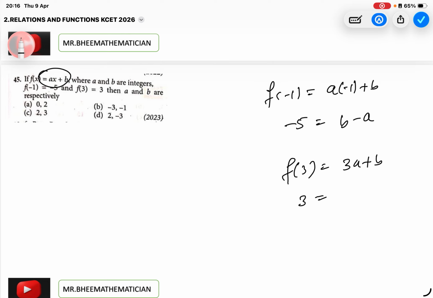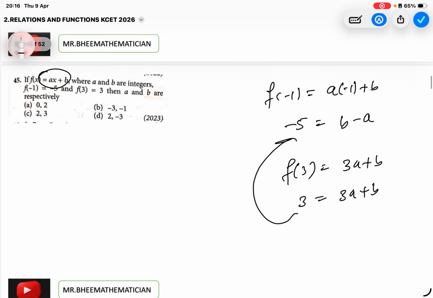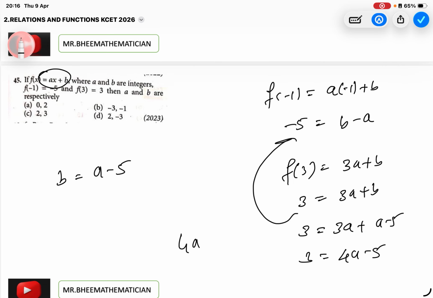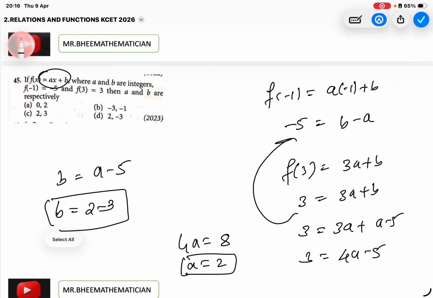f of 3 is 3, so 3 equals 3a plus b. You can substitute here: b is equal to a minus 5. So 3 is equal to 3a plus a minus 5, which is 4a minus 5. Then 4a is equal to 8, so a is equal to 2. Once you get a value 2, 2 minus 5 is minus 3. So the answer is 2 and minus 3.